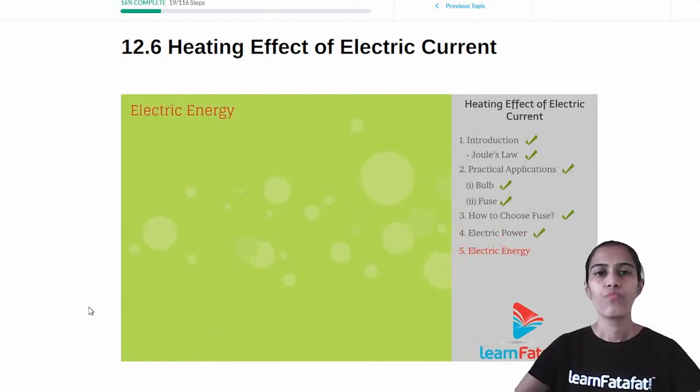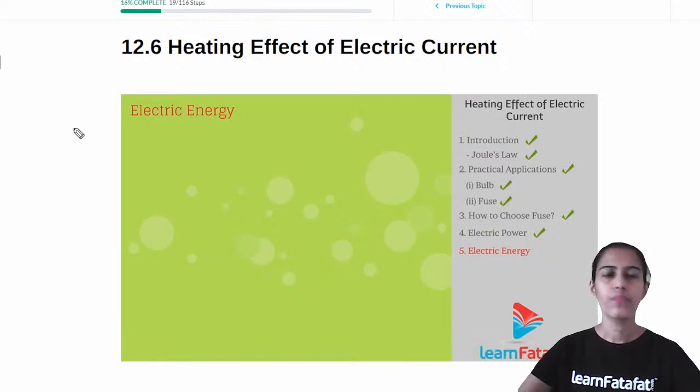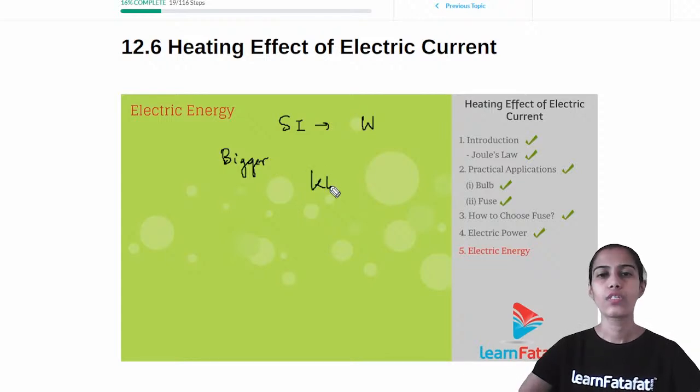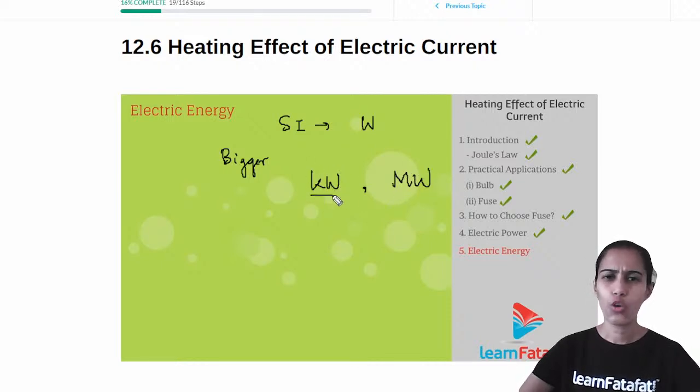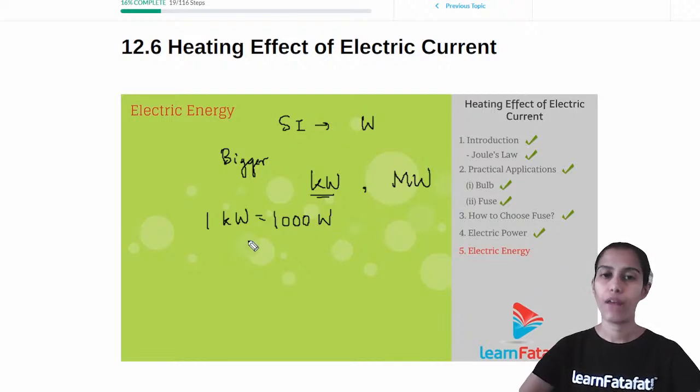1 watt is clear. But before coming to electrical energy, the SI unit is watt, but we also have some bigger units. Which bigger units? Kilowatt, you can say, or megawatt. Mostly kilowatt is given in the syllabus. What will be the relation between kilowatt and watt? Like the relation of all kilo units. So 1 kilowatt is equal to 1000 watt. So this is the bigger unit of power. Then after this we will see.